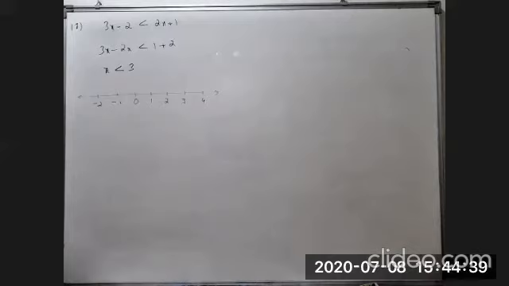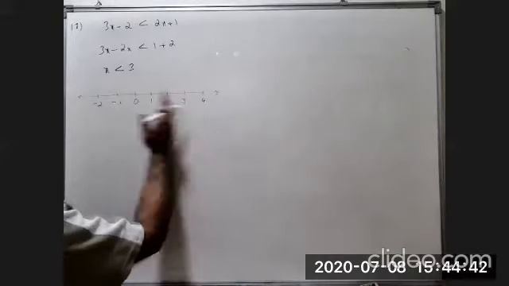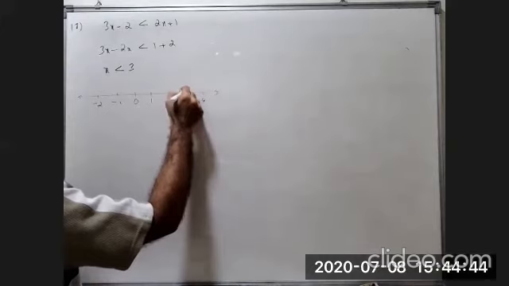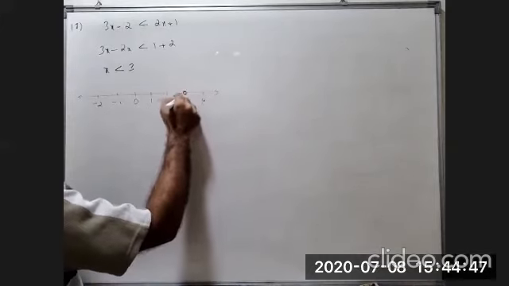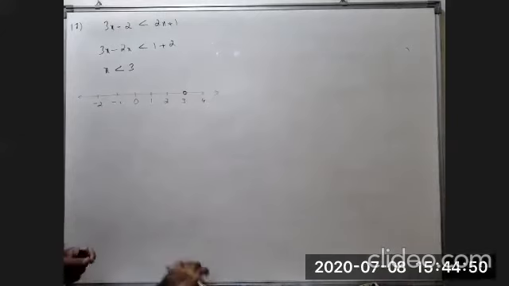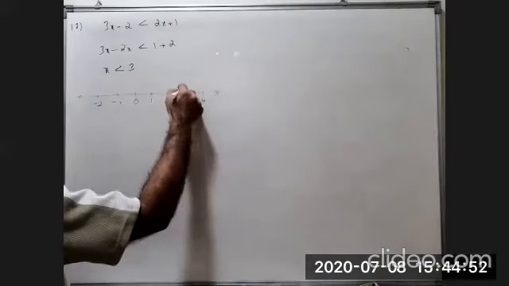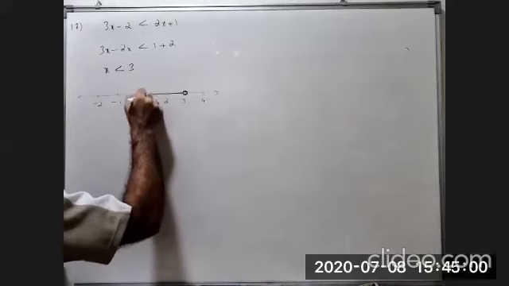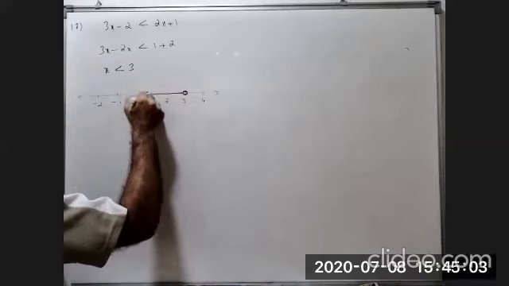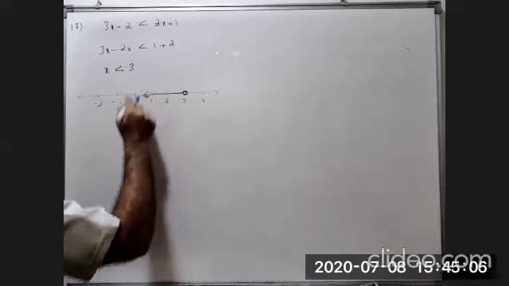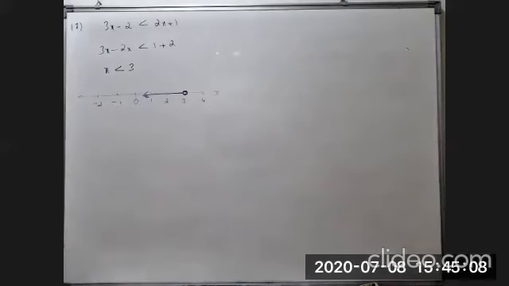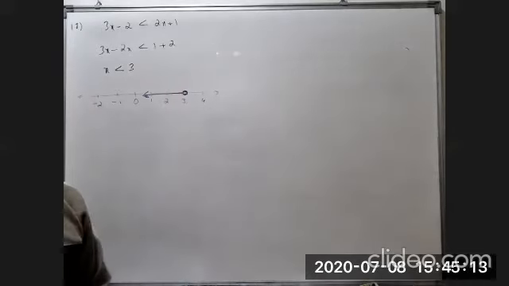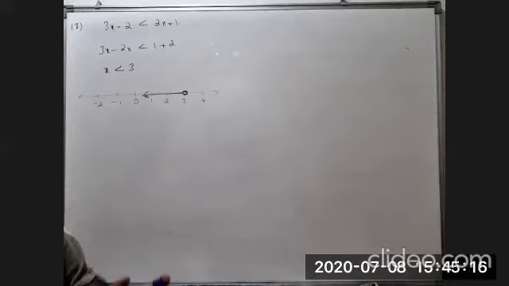Less than 3 means 3 less. So this 3, less than, is open. Less than means from here, open, towards the left. This is less than 3. Whereas less than or equal to means we will shade inside the circle also. We did this in class.